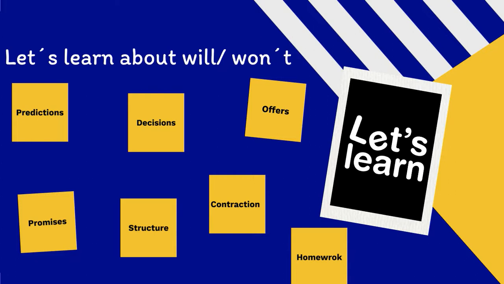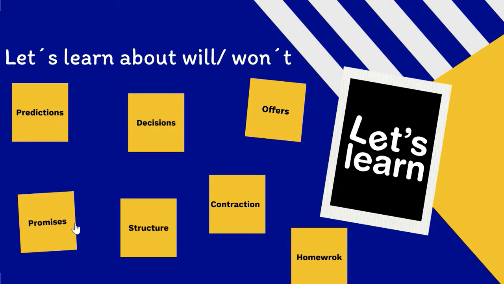Remember that going to, we use it more like a plan, es algo que ya está planeado. That's why we use going to. And will is not used for plans. It's used for a future, but not a specific plan. In this case, we're going to use will for predictions, right? Talking about future predictions, decisions, offers, promises, and those are the uses that we are going to learn today.